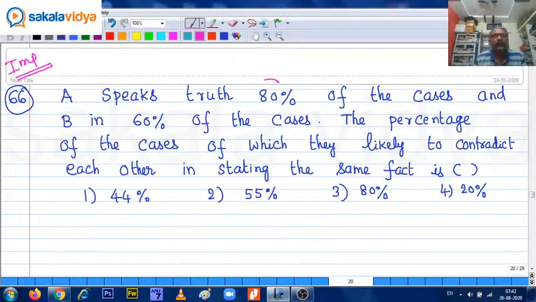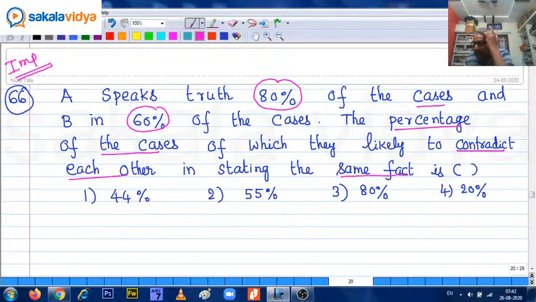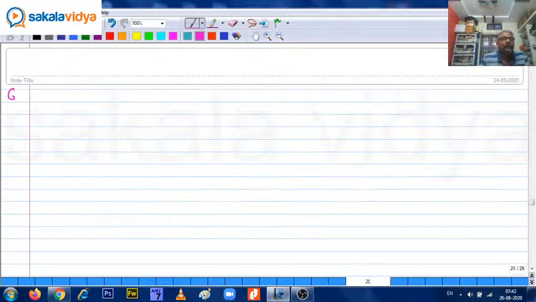A speaks truth 80% of the cases. B in 60% of the cases speaks truth. The percentage of the cases, this is important, the percentage of the cases of which they are likely to contradict each other in stating the same fact. Contradict means oppose, deny. Right. I will check later. 43 means I need to go for 43. So tomorrow I will discuss about that one. Right. Here now, let us do the 66th solution.